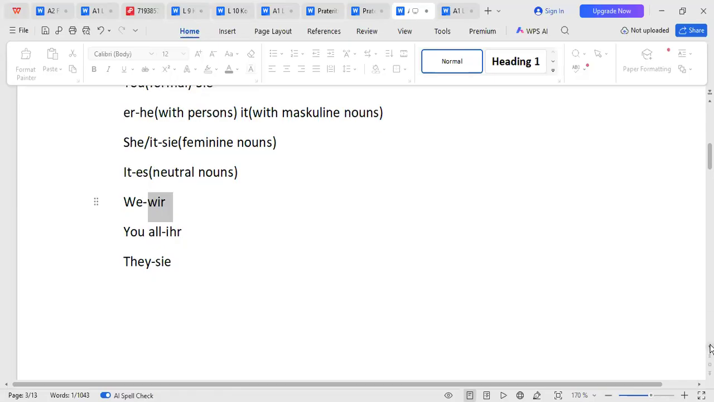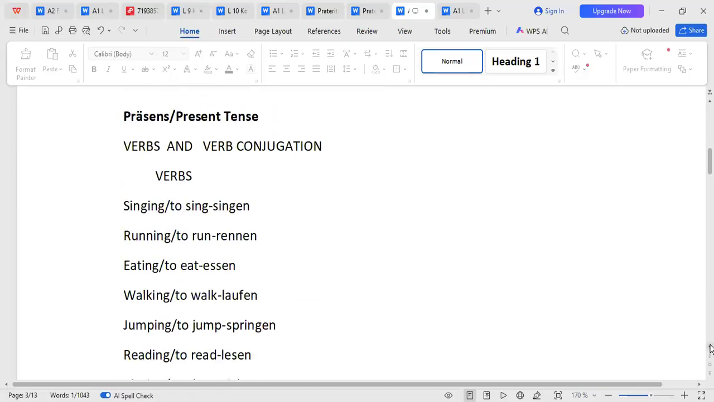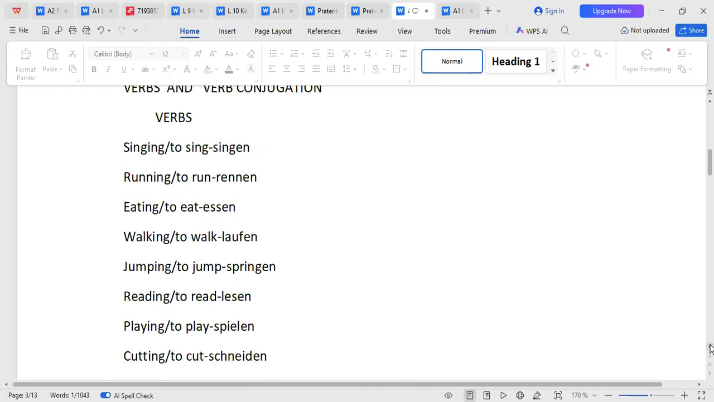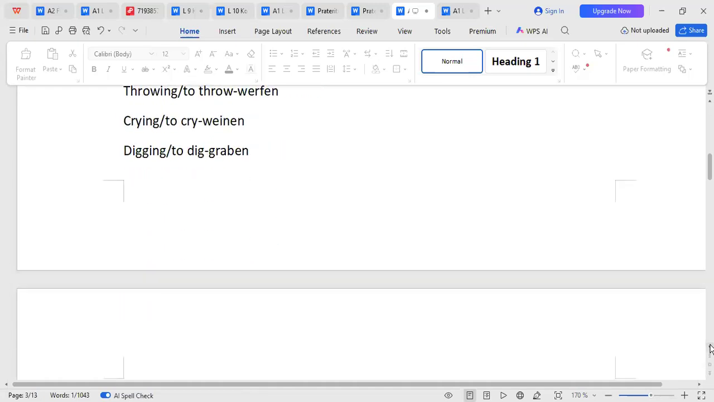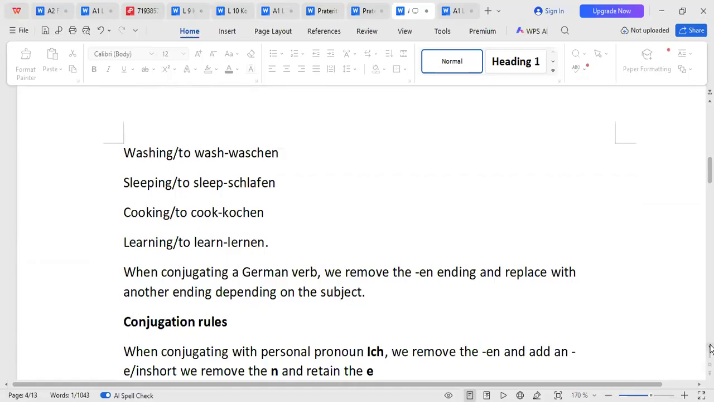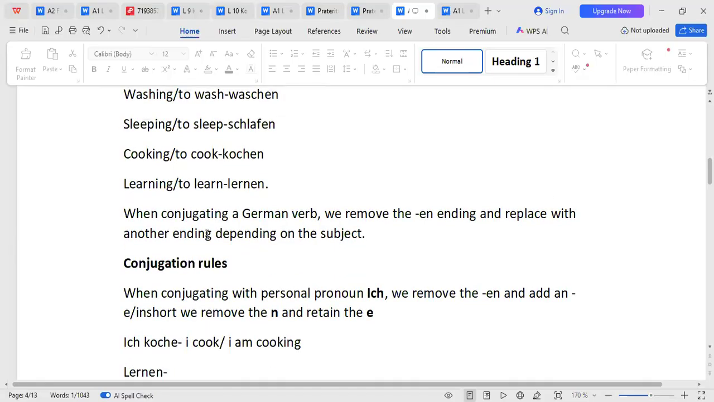Having said that, the verbs are there. You've seen the verbs singen, rennen, essen, laufen, and so on. And that's why I'm telling you, when conjugating a German verb, students, we remove the en ending and replace it with another ending depending on the subjects. And I've told you the subjects: ich, du, er, sie, es, ihr, wir, sie.